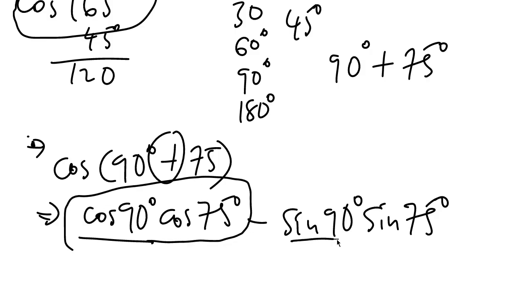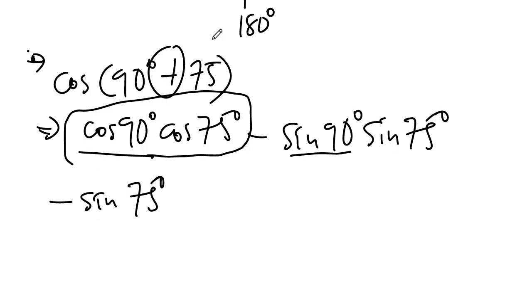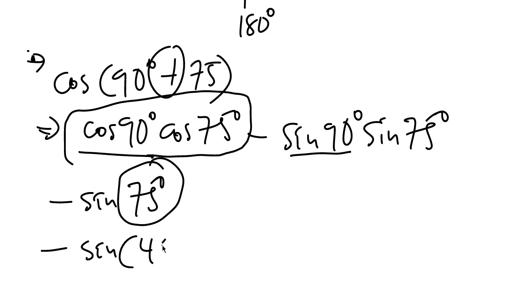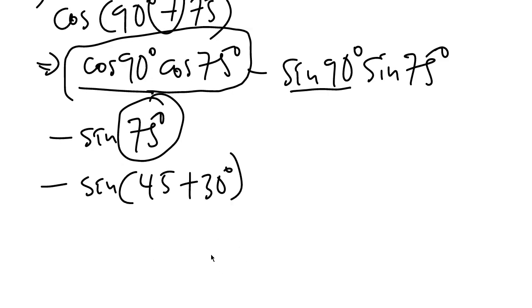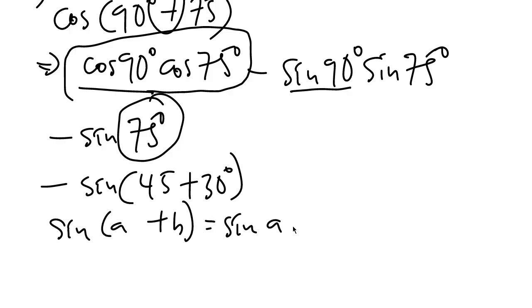And remember that sine 90 is 1, right? So it's negative sine 75. And you can see that this is not going to help us. So we now have to split this again into another set of special angles. That's negative sine of 45 plus 30. And what is sine 75? According to the sine formula, sine A plus B is equal to sine A cos B plus cos A sine B.